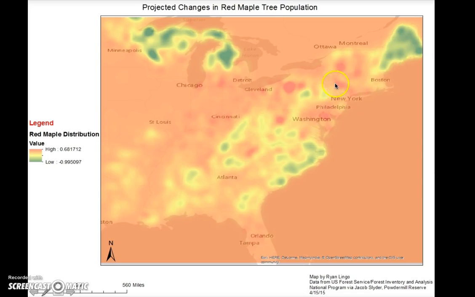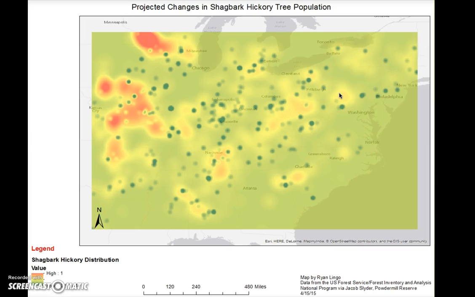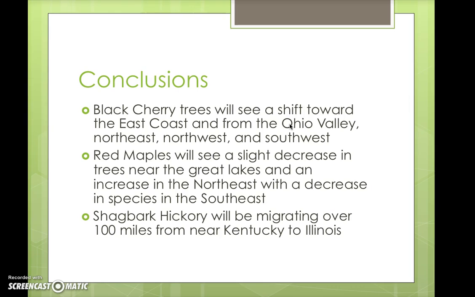So the red maple, we can see decreases in the Great Lakes, decreases up in the Northeast. Near Philadelphia, New York, Pennsylvania, we can see all these increases in the tree species of the red maple. And our shagbark hickory, which seems to still be that sporadic kind of canopy, you have these light green dots, which means there's going to be a decrease. But then out west, you see this large expanse of increasing species, it seems, because positive values show increasing species. So the shagbark hickory seems to be the winner.